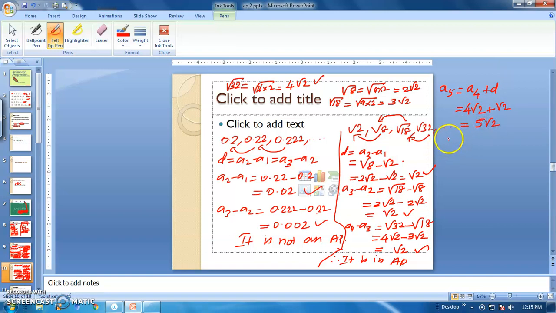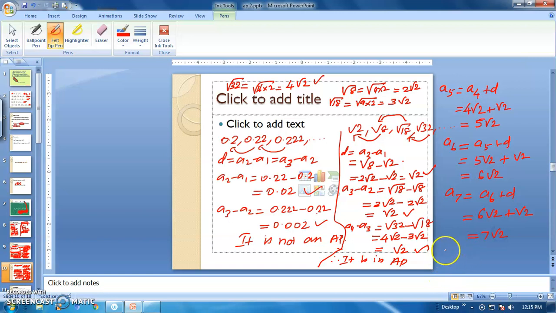So this is a5. Next, a6 equal to the fifth term plus d. What is the fifth term? The fifth term we wrote, 5 root of 2, plus what is d? Root 2. So when we add, we get 6 root of 2, 6 times root of 2. And a7 is a6 plus d. What is a6? a6 we found 6 root of 2, plus d, which is nothing but root of 2. When we add, we get 7 times root of 2.